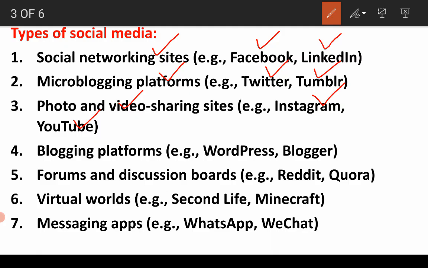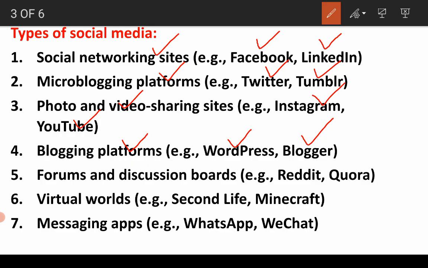Then we have blogging platforms. Blogging platforms enable you to create content in the form of full text, embed the text with pictures together, and share in Word format, in PDF format, and other formats. So examples of blogging platforms are WordPress and Blogger.